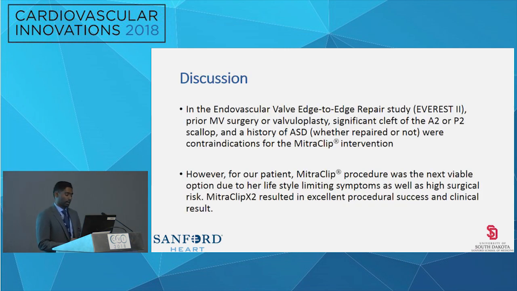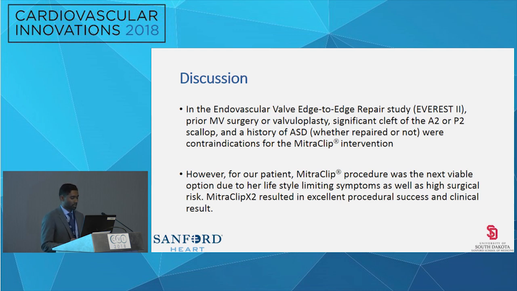So the discussion: the EVEREST II trial has exclusion criteria in terms of prior mitral valve surgery or valvuloplasty, significant cleft A2 or P2, and history of atrial septal defect, whether it was repaired or not, which are the contraindications for mitral clip intervention.